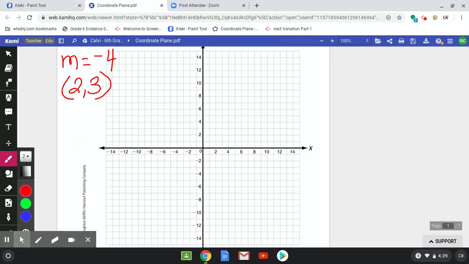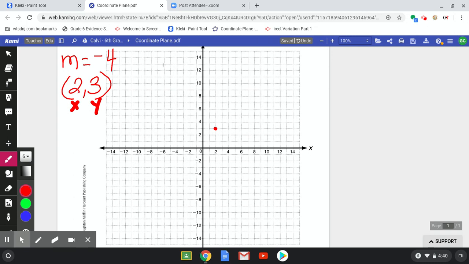So I am going to plot (2, 3). Remember, I always start at my origin, my x, which is this, and then my y. My x tells me to go left or right. My y tells me to go up or down. Well, my x is a positive, so I'm going right to positive 2. My y is a positive, so I'm going to go up, and I'm going up to 3, and I'm plotting that point. So I plotted the coordinate they gave me, which was (2, 3).